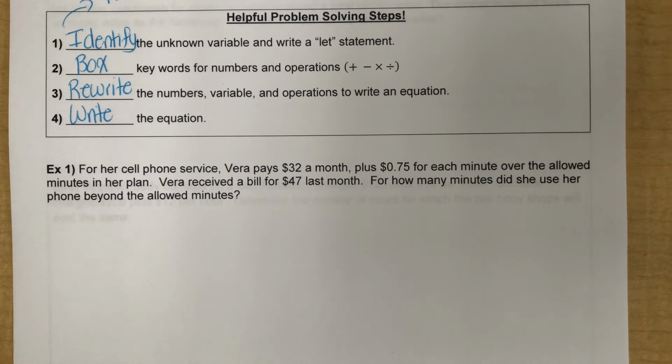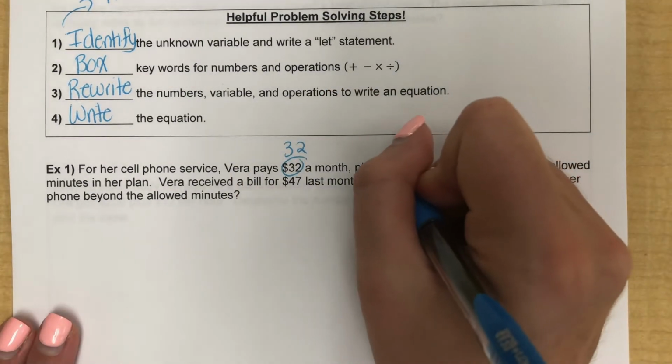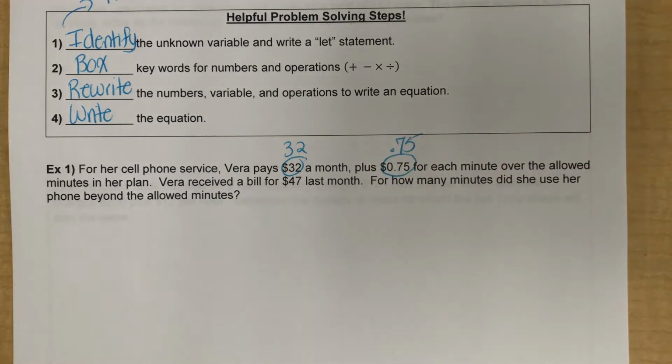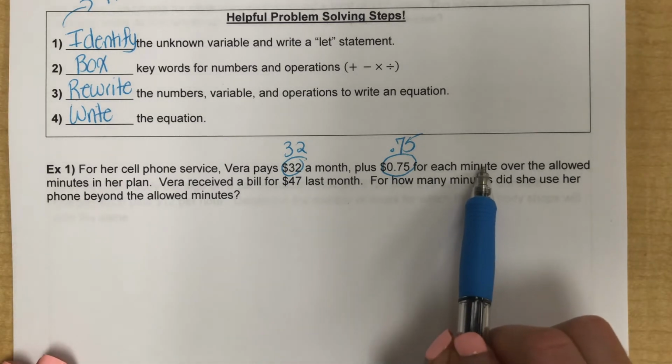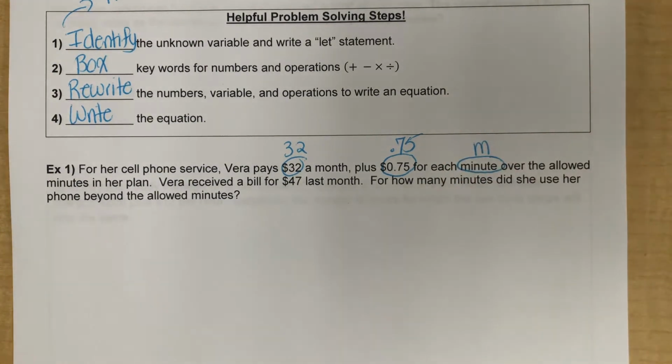All right, first things first, I'm going to cube this question just to start. So I'm going to start off by circling any numbers that I'm seeing. So her cell phone service, Vera pays $32 a month plus 75 cents for each minute over the allowed minutes in her plan. All right, I know just from looking back at the do now that minutes is really a number. So I'm going to circle minutes and I'm going to rewrite that using the variable m, right? M minutes. Vera received a bill for $47 last month. And then for how many minutes did she use her phone beyond the allowed time? All right, so I think that's it for my key numbers.